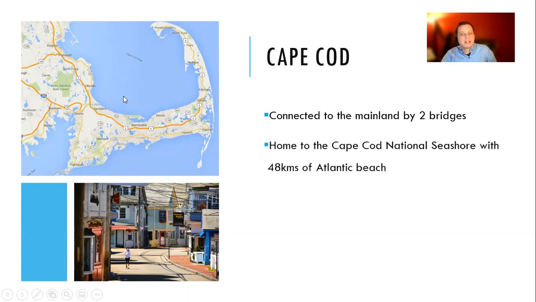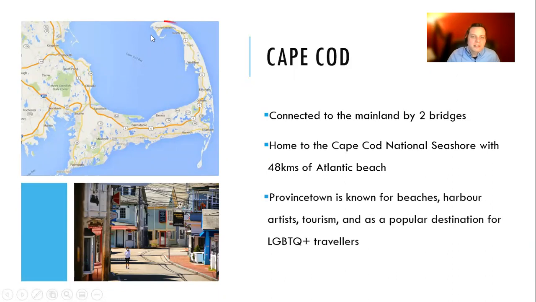It's home to Cape Cod National Seashore that has 48 kilometers of Atlantic beach. And right up at the top, where you see it's being circled, Provincetown, that is known for beaches, harbor, artists, tourism, of course, that's why we're studying it, and it's a popular destination for LGBTQ plus travelers. So each of these states is kind of small, so we will get through them pretty quickly.